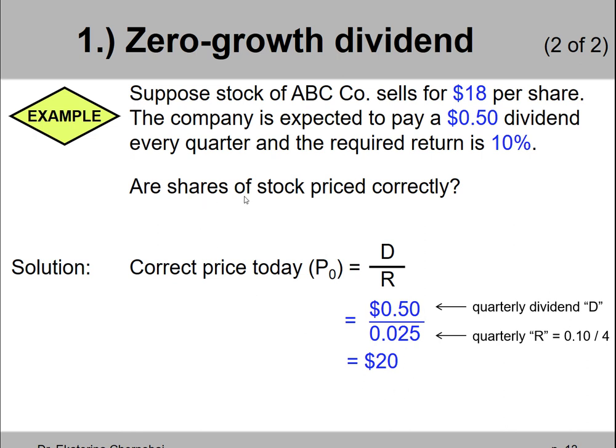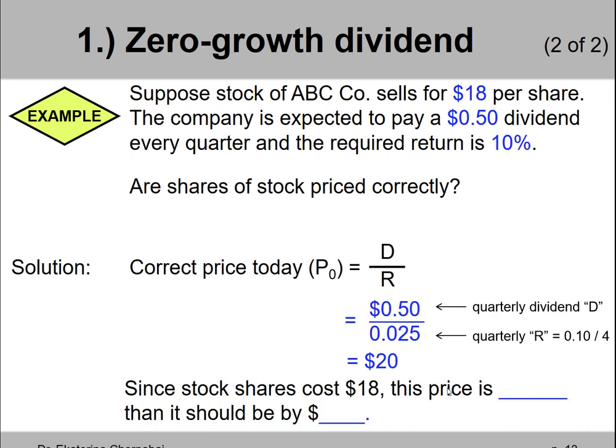So are shares of stock priced correctly? No. We know that they sell for $18, but they should cost $20. So would you buy such shares or would you run away from them? Of course you're going to want to buy them because they're underpriced by $2. They're cheaper than they should be by $2. It's a great deal.